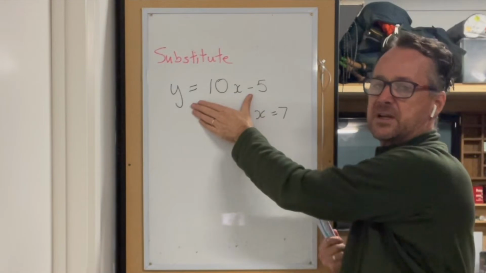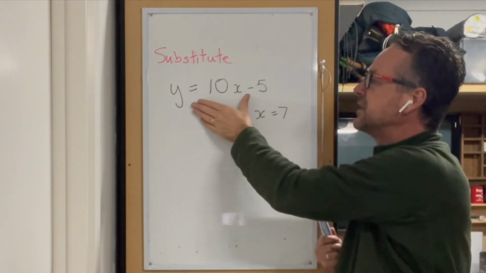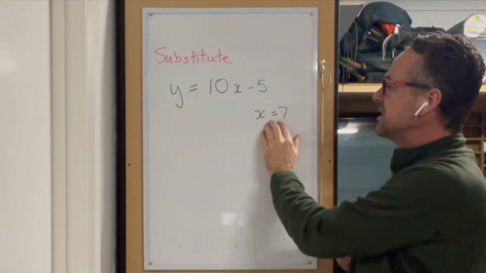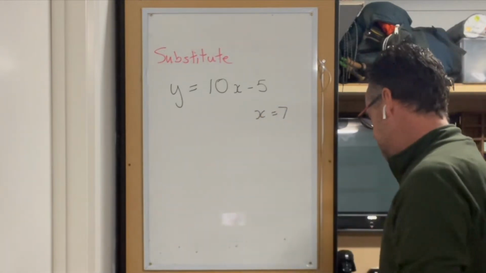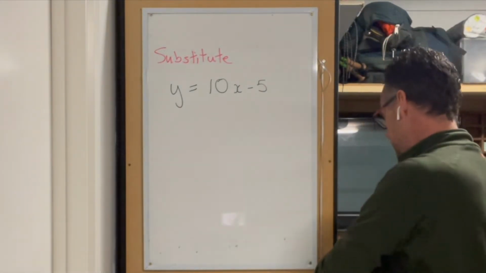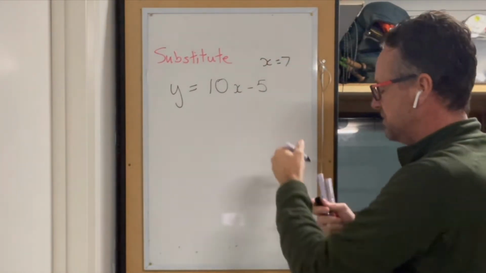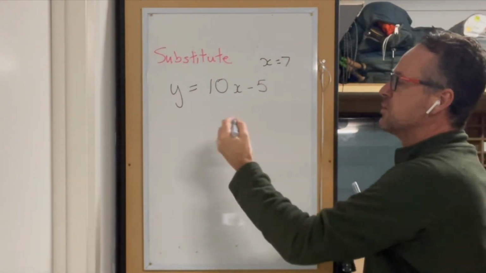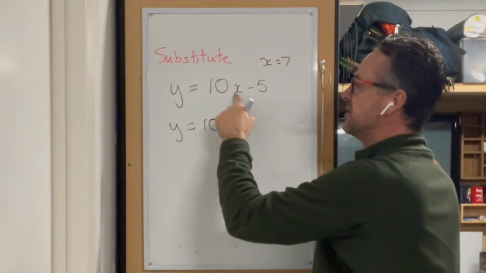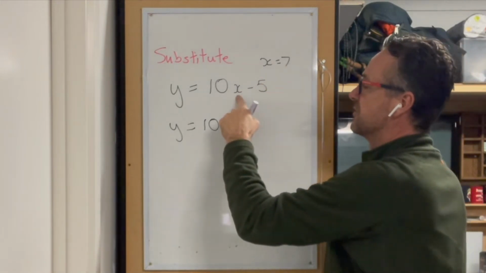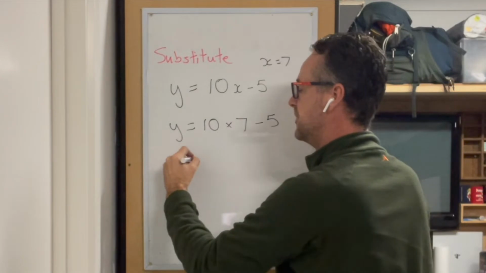Firstly, always write down the starting expression or equation, and that allows you to work underneath it. Secondly, you want to write the x equals 7 on your page, and that means that it's recorded somewhere where you can reference it. Now I'm just going to move it up here out of the way because I realised I've written it underneath there. All right, so now I want to write y equals 10 times the value of x, which is 7, take away 5. So this is my proof.